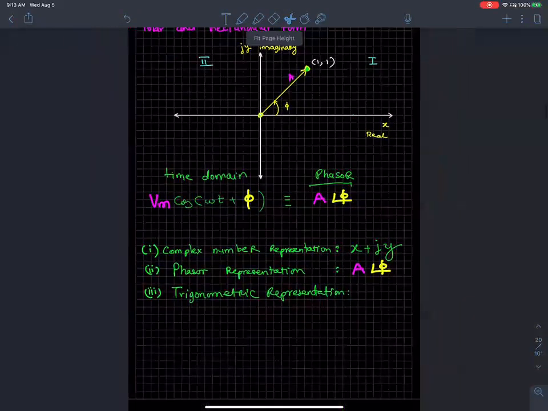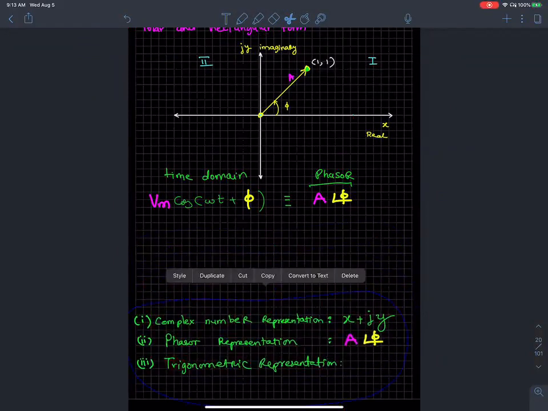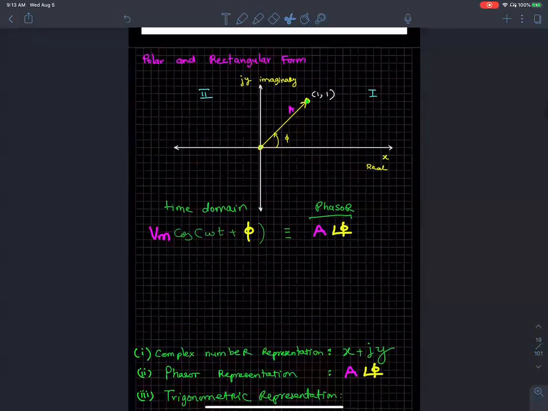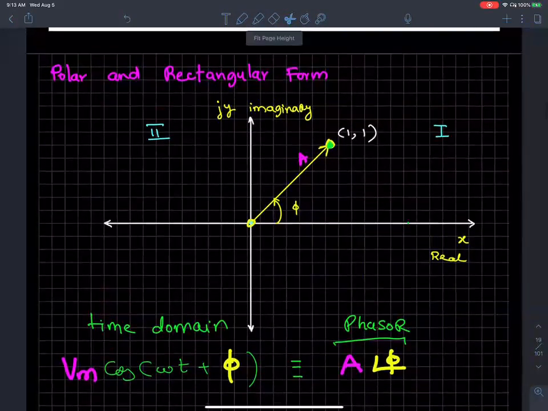If you think about it, I'm going to make a leap here, not quite a leap, but I'm going to show something that ties the three concepts together: the complex number representation, the phasor representation, and the trigonometric representation. Let's see what we can do here. I'm going to clean this up further.